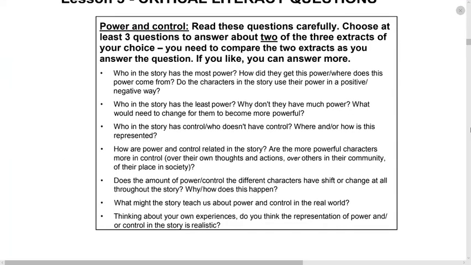For lesson 3, we're looking at the idea of power and control. It's slightly different on lesson 3. You're going to be reading the questions below carefully, and you're choosing at least 3 questions to answer about 2 of the 3 extracts. The idea is we're starting to develop those comparative skills. So, if you like, answer more. If you like, you can draw in that 3rd extract and think about how that one applies as well. But as a minimum, we're expecting you to use 3 of these questions to answer about 2 of the 3 extracts. So that means you'll have 6 answers altogether.